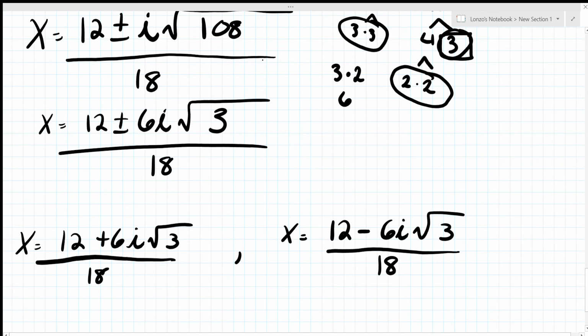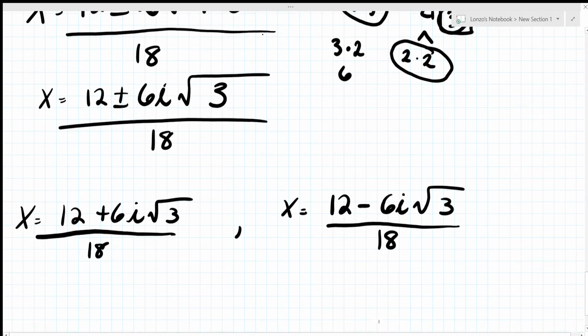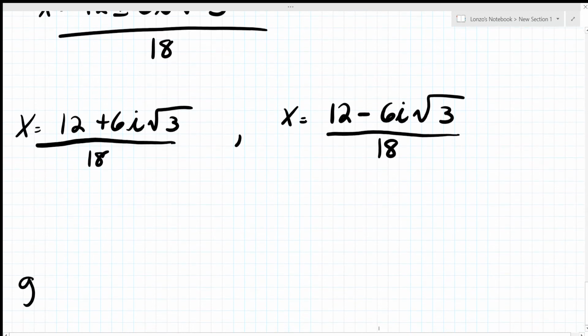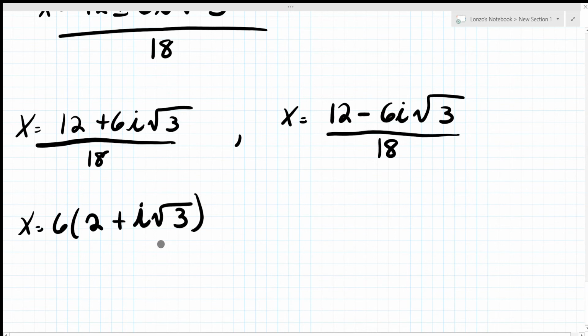We're almost done. We can actually do a little bit more simplification. Let's focus, okay, so on the numerator, we have 12 plus 6i times square root of 3. Can we take anything out? We can factor out a 6 from the numerator, so it's going to be 6 times 2 is 12, plus 1i, or you could just leave it as i, square root of 3, all over 18.